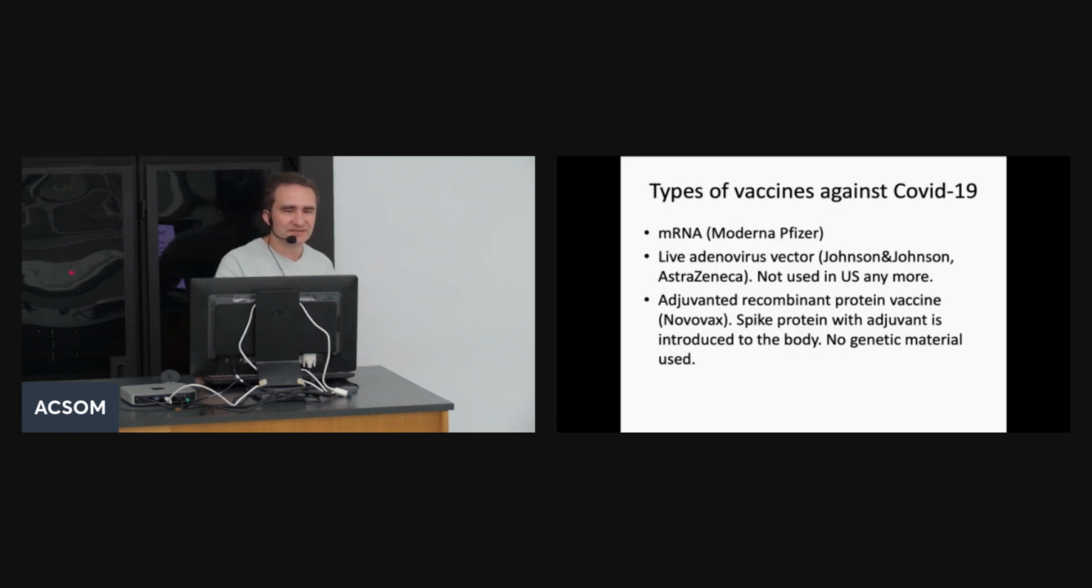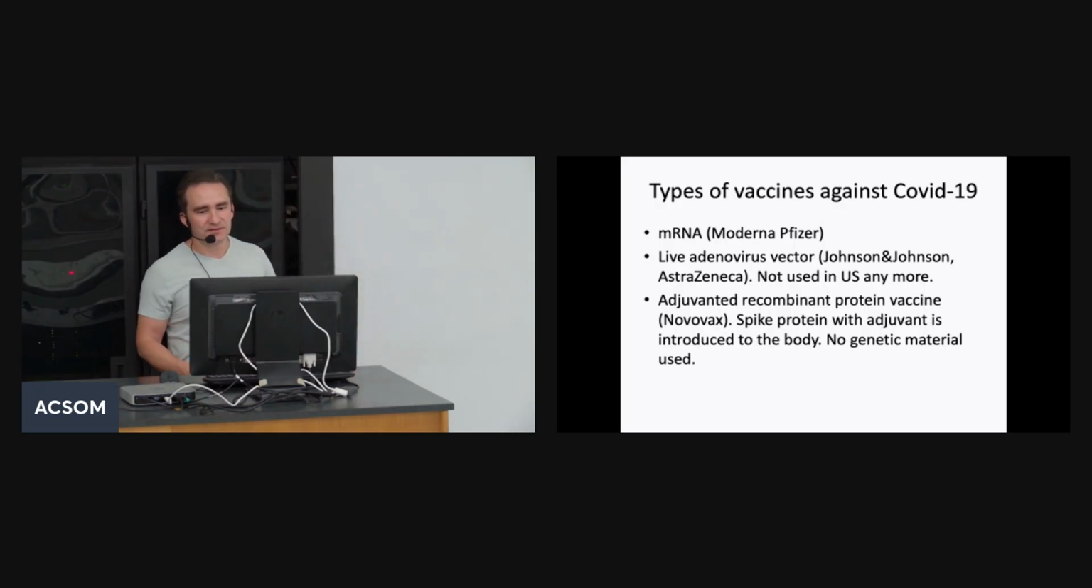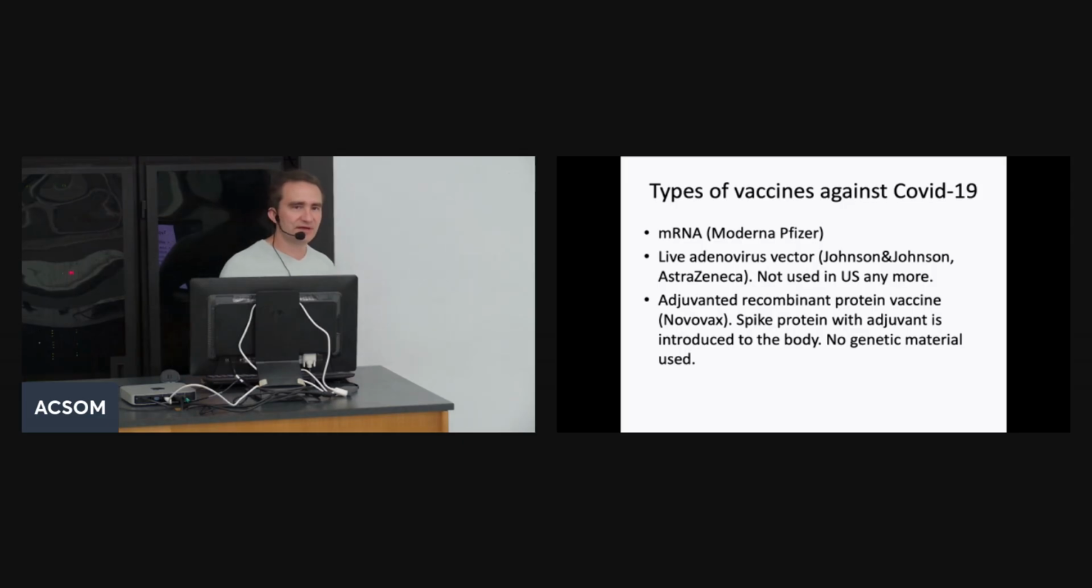And then later, an adjuvanted recombinant protein vaccine made by the company Novavax was approved as well. It's a spike protein basically with another piece, the adjuvant, which you introduce to the body. There is no genetic material used. It's not live. Some people were concerned about injecting genetic material into them, and if they really want, there is another option.